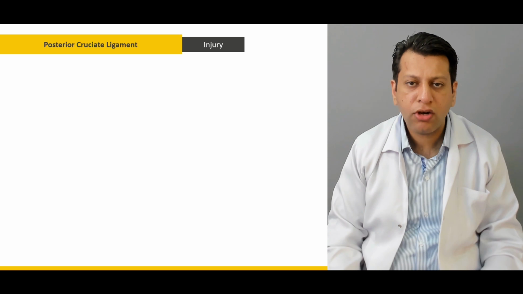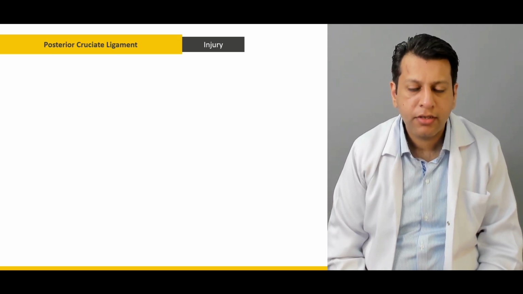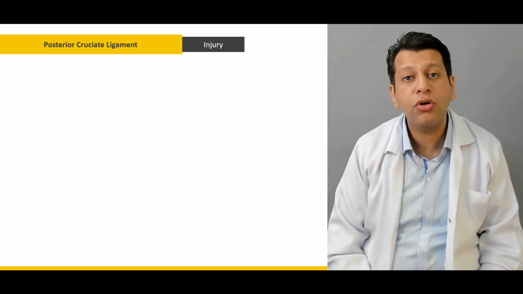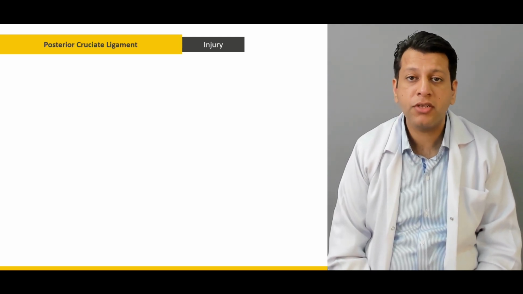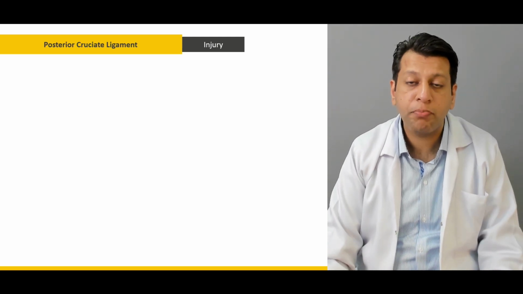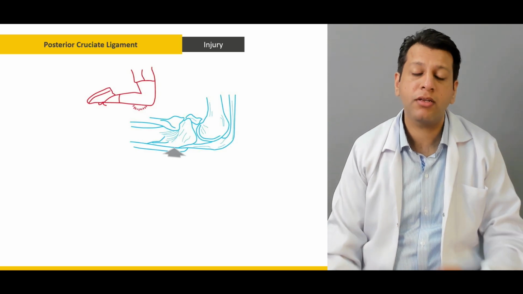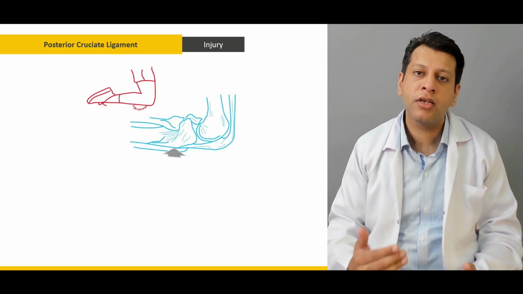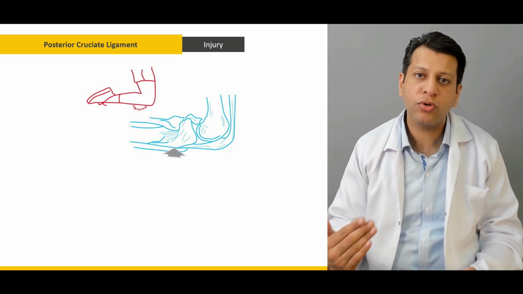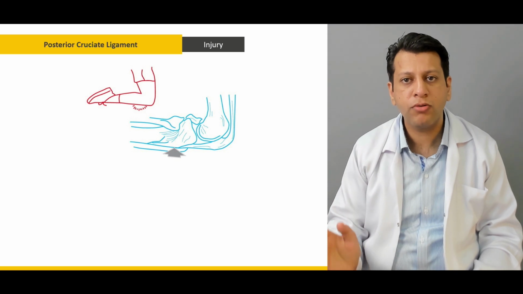Now the second option we will be discussing is the posterior cruciate ligament. This is also a common intracapsular ligament injury, but as compared to ACL it is far less common. We'll briefly discuss the anatomy of the PCL, which we've just discussed. It starts more posteriorly, goes more anteriorly as well as more medially, and attaches at the 1 to 2 o'clock position.